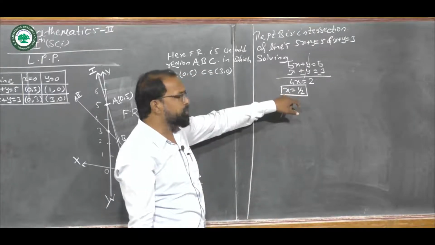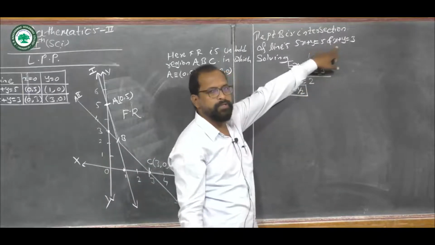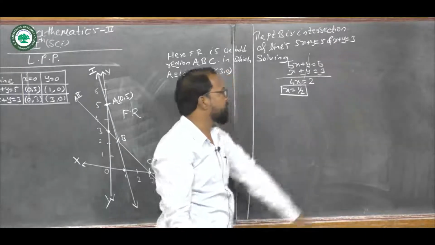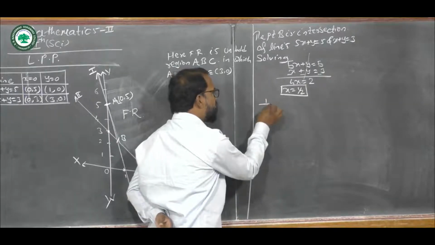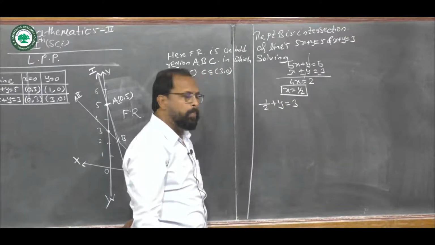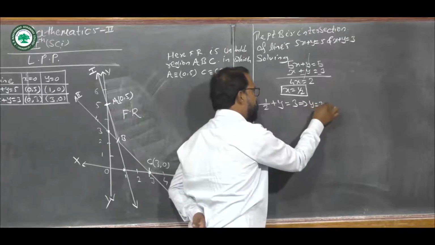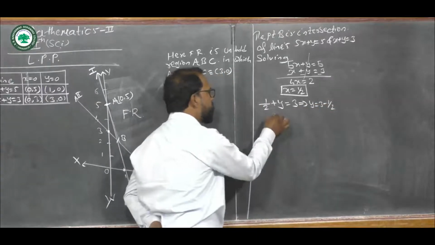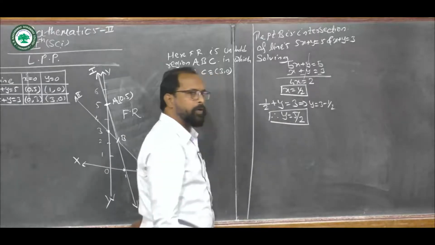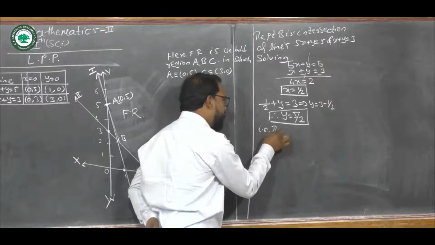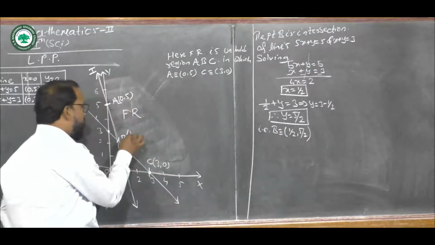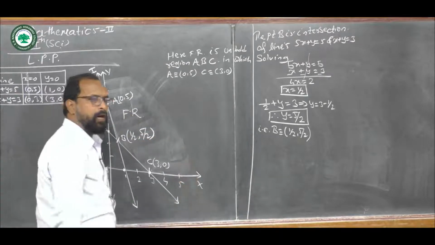Now putting this value of x equals 1/2 in any one of these two equations. Suppose we put x equals 1/2 in this second equation. By using this, we can write 1/2 plus y equals 3, which implies that y equals 3 minus 1/2. And so we get y equals 5/2. That is, we get the coordinates of B as 1/2 and 5/2.